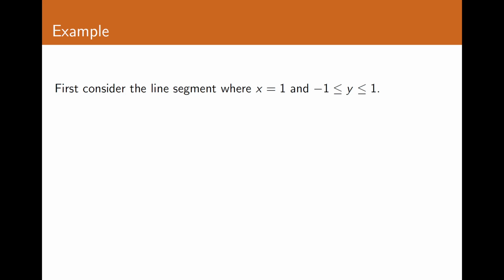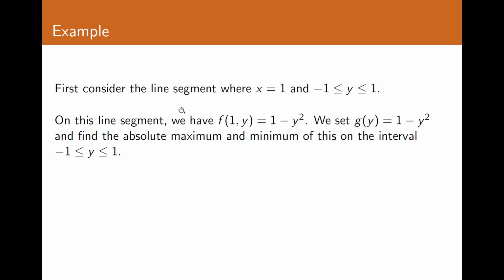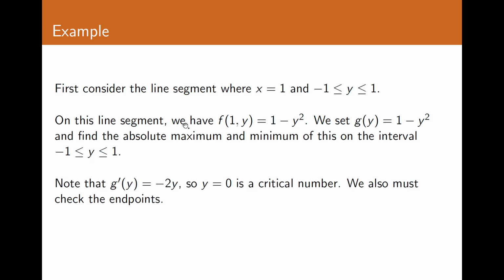So let's start by considering the line segment where x is equal to 1 and y goes between minus 1 and 1. We only care about when x is equal to 1, so if we plug that into our function, it becomes 1 minus y squared. Now I want to find its absolute maximum and absolute minimum for y between minus 1 and 1. So let's set g of y to be 1 minus y squared, and find the absolute maximum and minimum on this interval. We're back to an absolute max and absolute min problem for a function of a single variable.